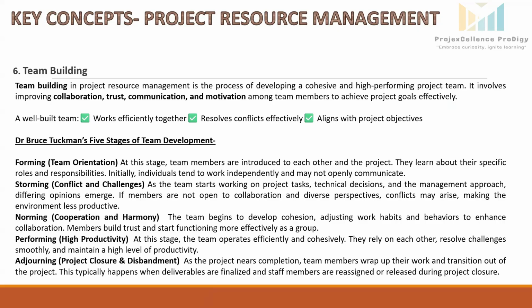The third stage is norming. Cooperation and harmony can be seen in this stage. The team begins to develop cohesion, adjusting work habits and behaviors to enhance collaboration. Members build trust and start functioning more effectively as a group. Team members develop mutual trust and respect. They establish rules for collaboration and problem solving. Productivity increases and team members support each other.